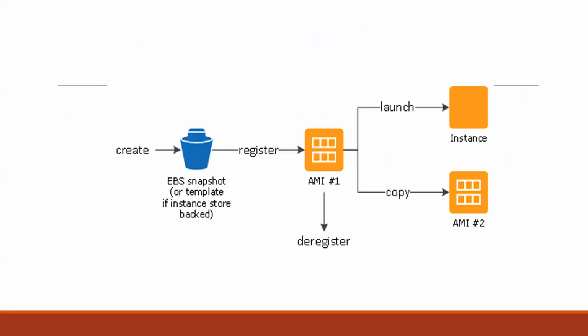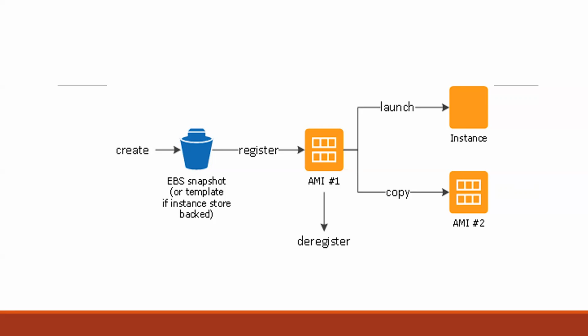So this is the whole life cycle, you can say. We create, we can have a snapshot or it can be saved in the instance store backed, and we can register the AMI, and then we can launch an instance from it. We can copy it, we can send it to a different region, we can provide access to other owners, as well as we can deregister it. That is basically deleting the image. We can also do that.